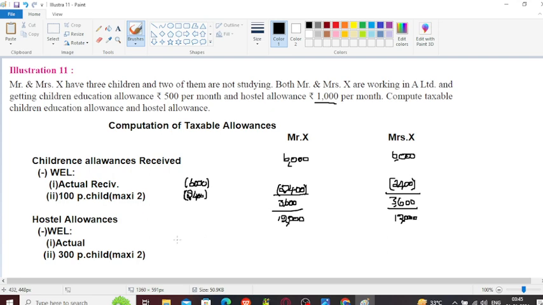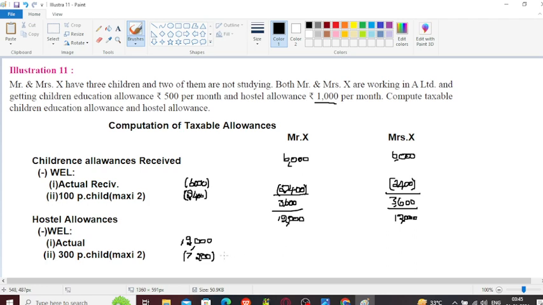For hostel allowances also there is some exemption, that is whichever is the least of the amount actually received by them or 300 per child per month, maximum allowed for two children. Here the amount actually received by them is 12,000 per annum, and 300 per child, maximum allowed for two children, for 12 months is 7200. Whichever is least will be deductible from the amount actually received by them.